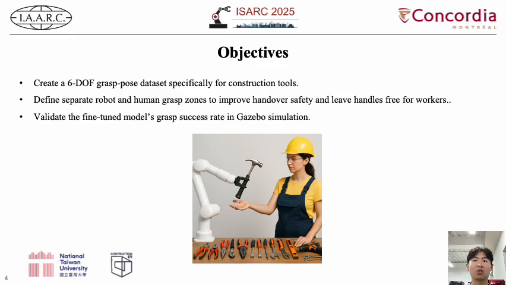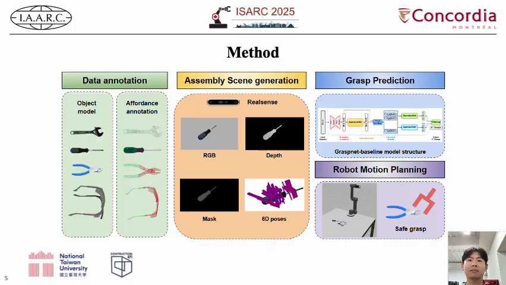To address these issues, we set three key objectives. First, build a 6DOF grasp pose dataset specifically for construction tools. Second, separate robot and human grasp regions to improve safety. Last, fine-tune a grasp prediction model and validate its effectiveness in simulation using Gazebo.